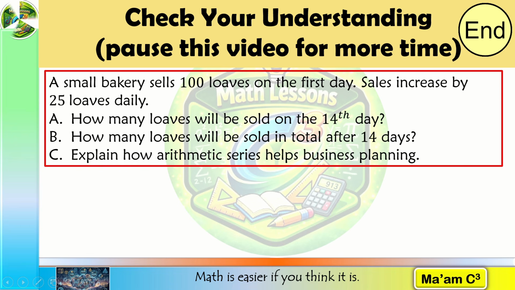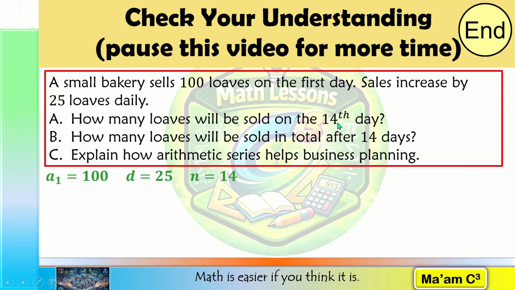Let's identify the given first. On the first day, 100, this will be our a sub 1. And the sales increase by 25 daily. This is our common difference d. Letter A, how many loaves will be sold on the 14th day? So our n is equal to 14.